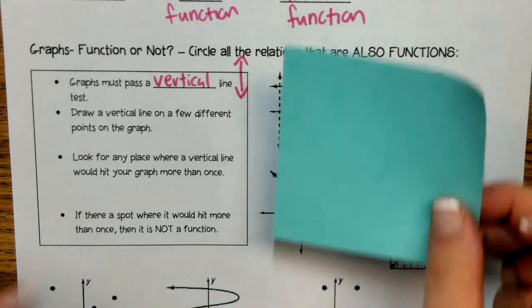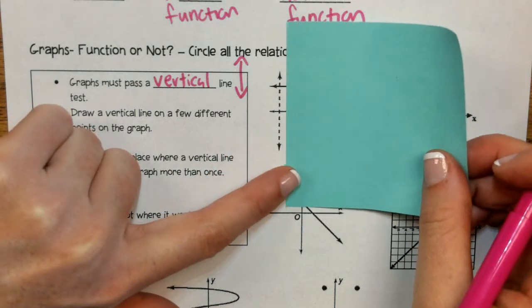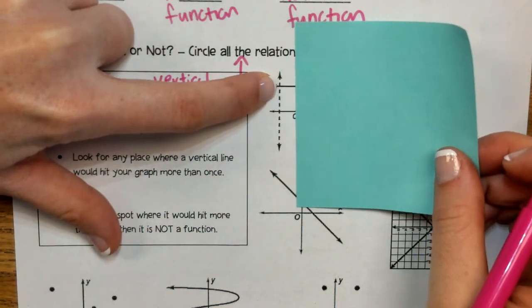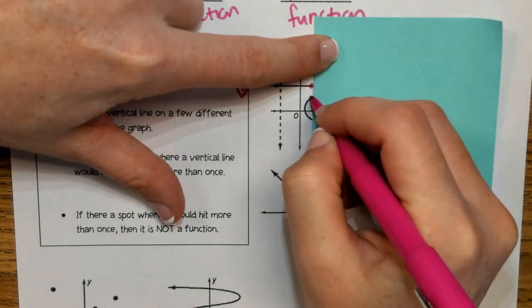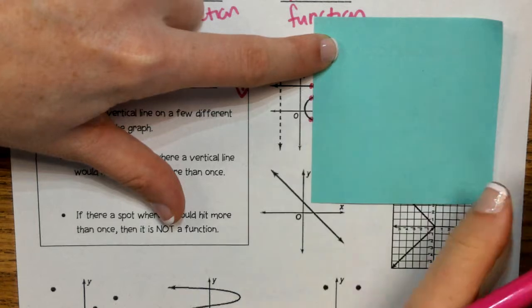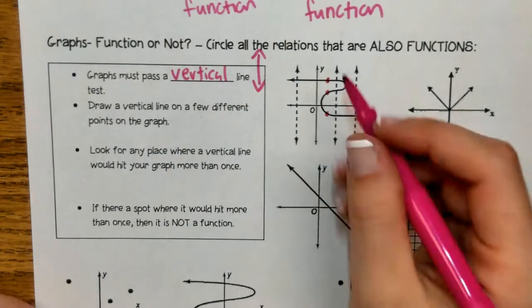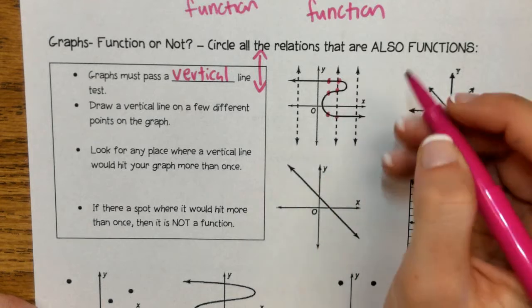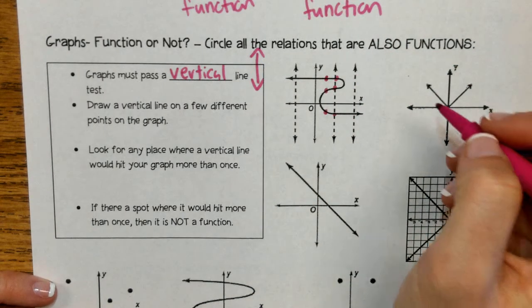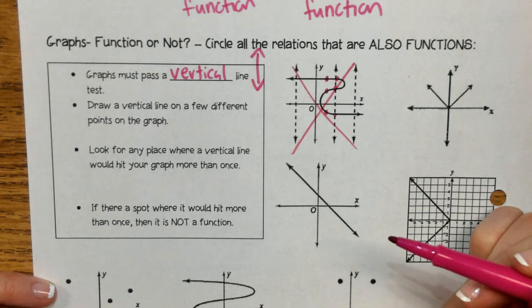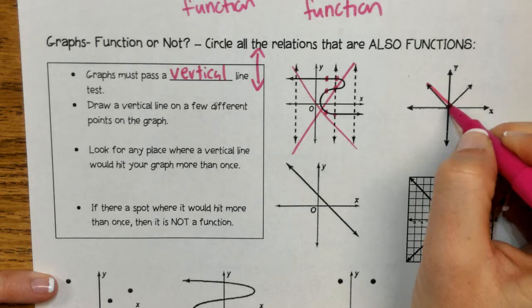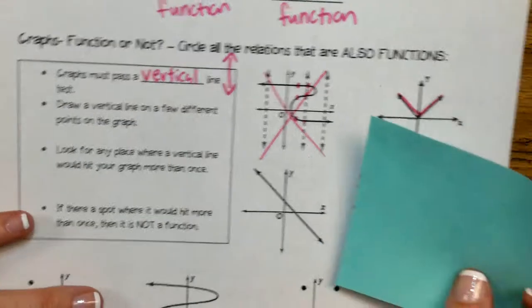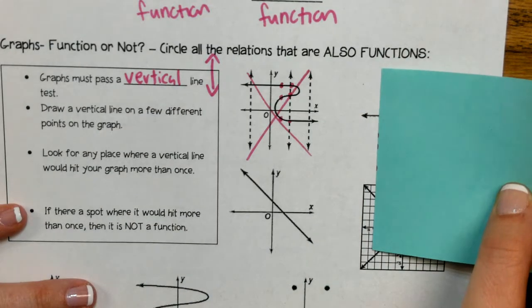So this first one, here's my vertical line, here's my function, it touches it once there. If I keep moving it along, my graph would touch a vertical line 3 times here. 1, 2, 3. So this is not a function, because somewhere on this graph it touched a vertical line more than once. So this one's not a function.